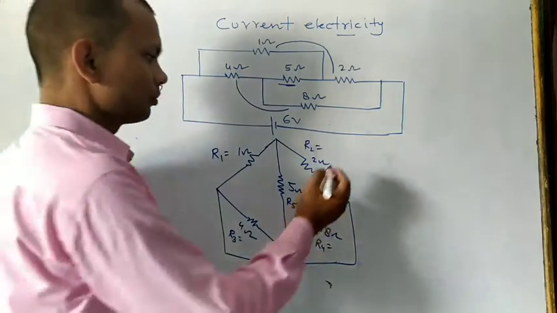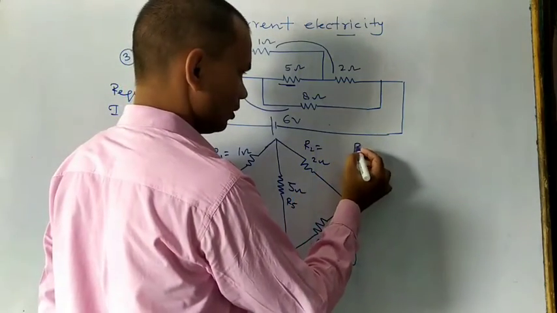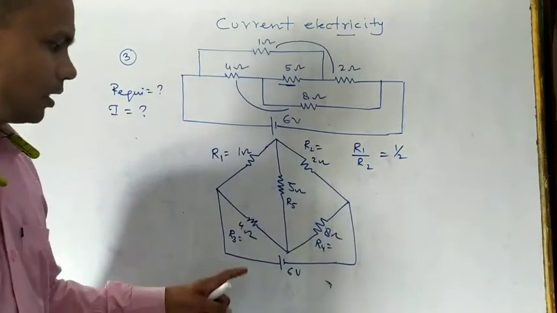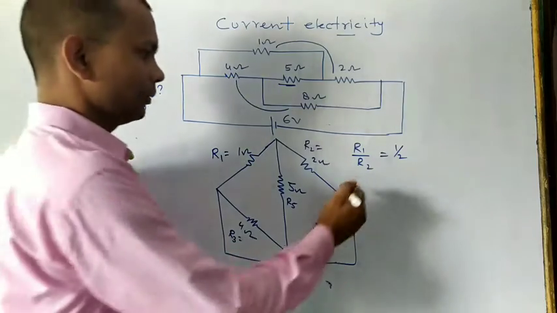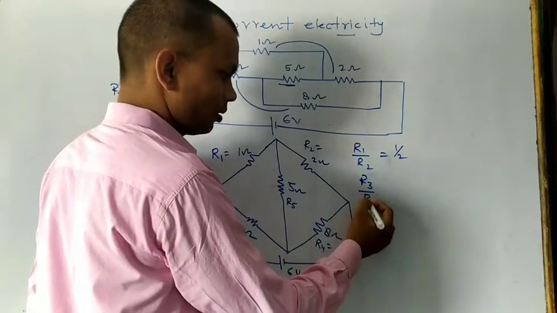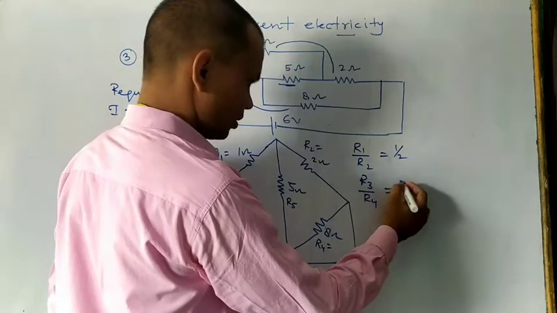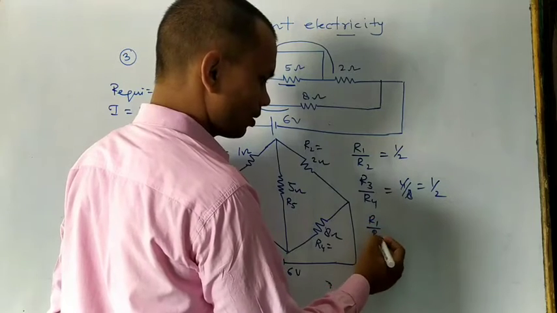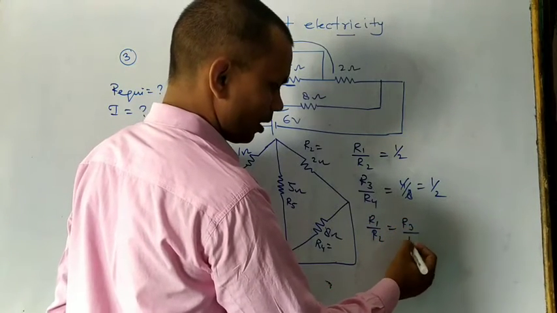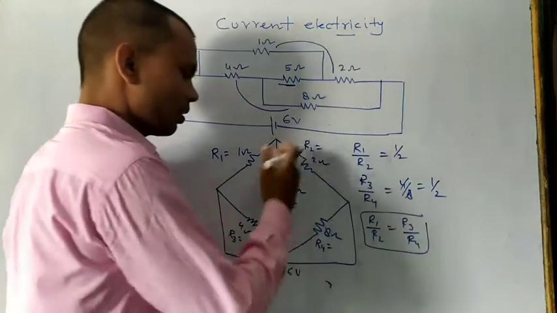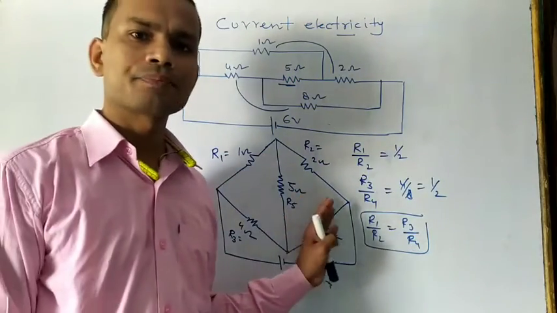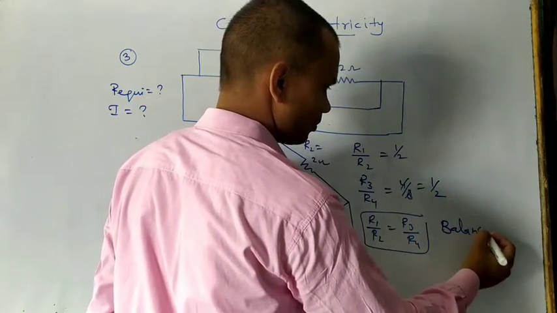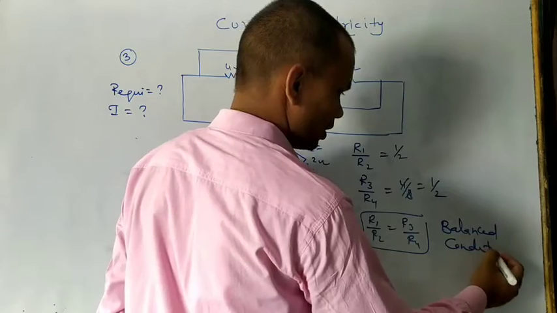So R1 upon R2 is equal to 1 by 2. Similarly you have to see R3 upon R4. So R3 upon R4, what will we get? This is equal to 4 by 8, hence this is also 1 by 2. So R1 upon R2 is equal to R3 upon R4. Therefore our bridge is in balance condition.